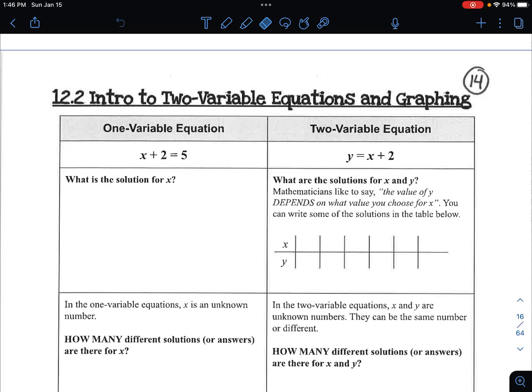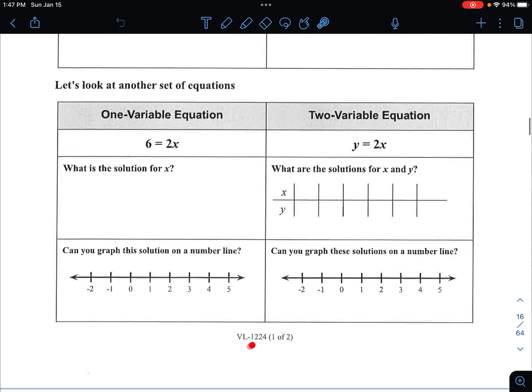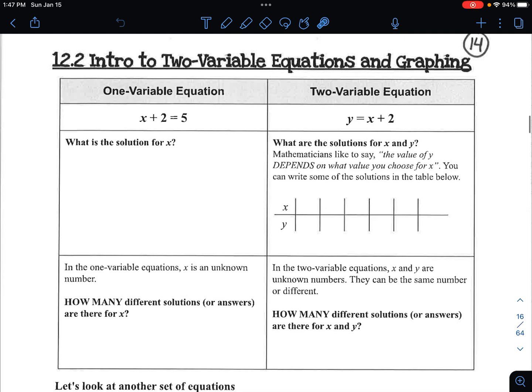In this video, we are going to introduce you to two variable equations and graphing. These are the notes, VL-1224. Let's begin. So we've got one variable equations and two variable equations.